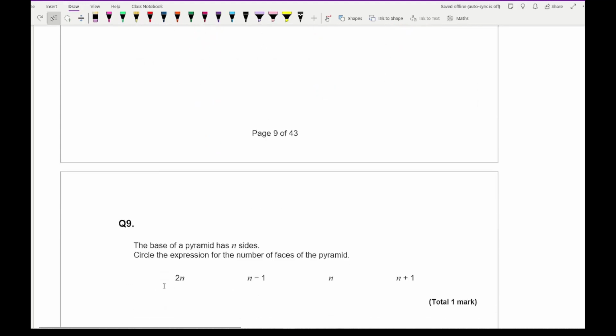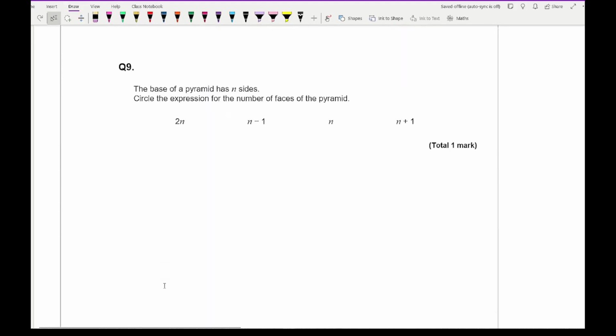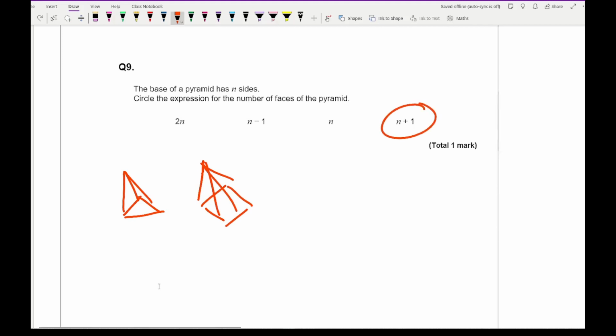Then moving on to question 9, it says the base of a pyramid has n sides. Circle the expression for the number of faces of the pyramid. So again, if you had a triangular-based pyramid, then how many faces would it have? If you had a square-based pyramid, how many would it be? And the correct expression you should take is n plus 1.